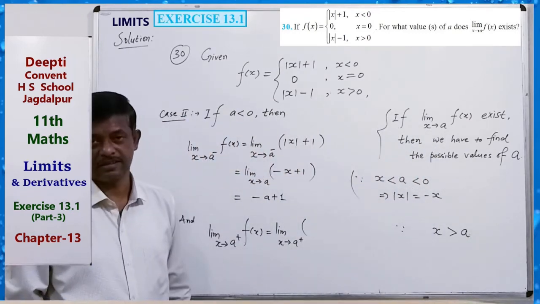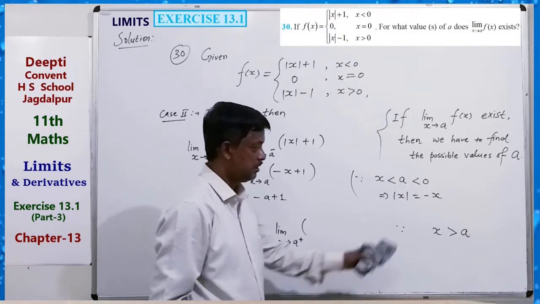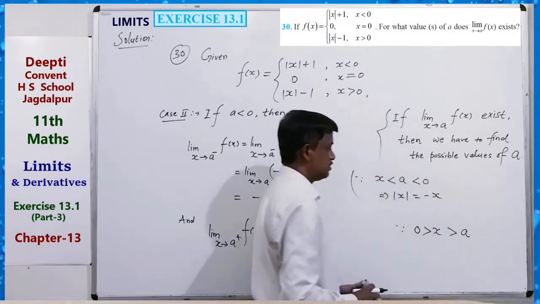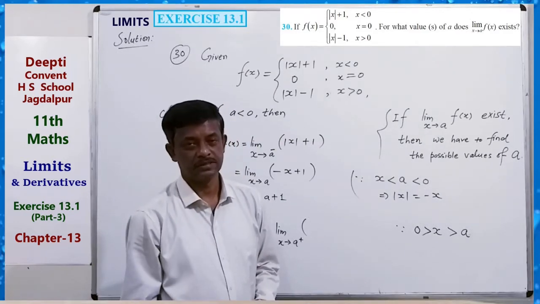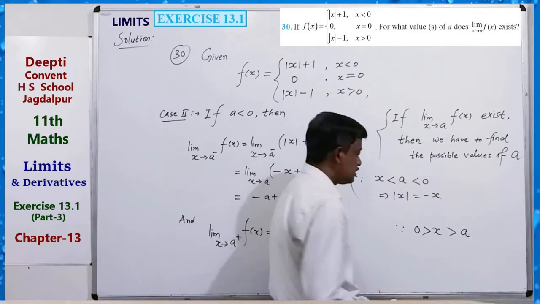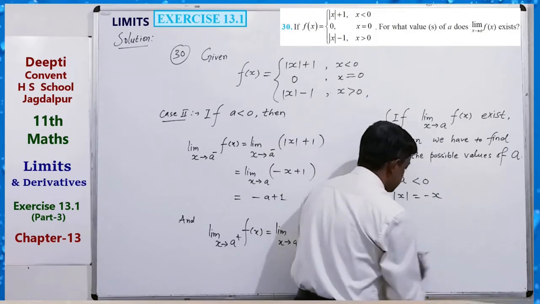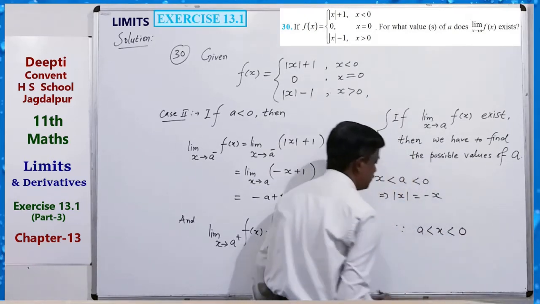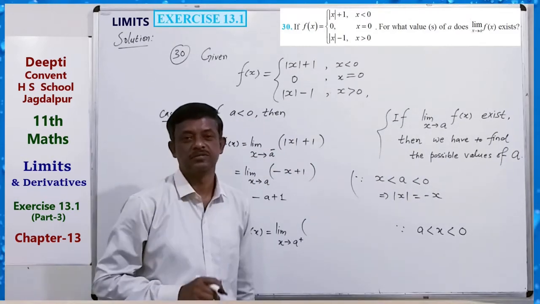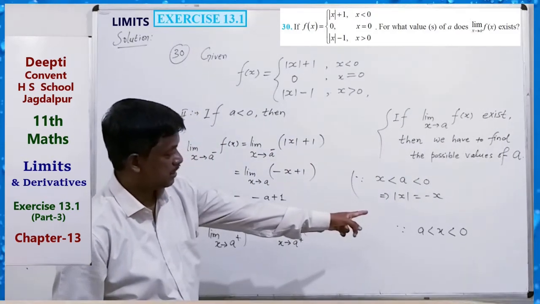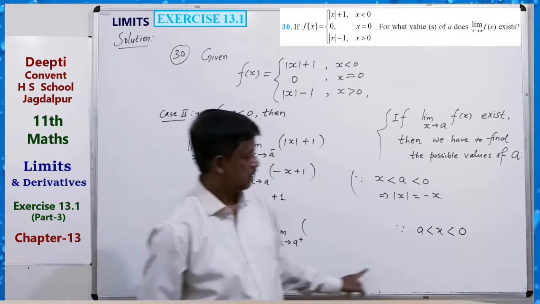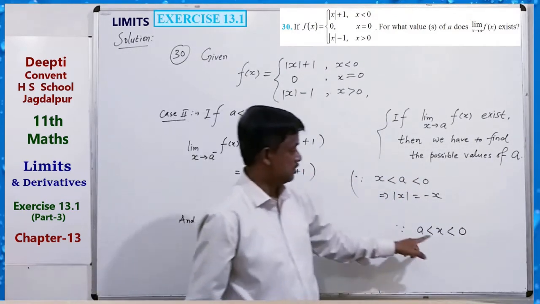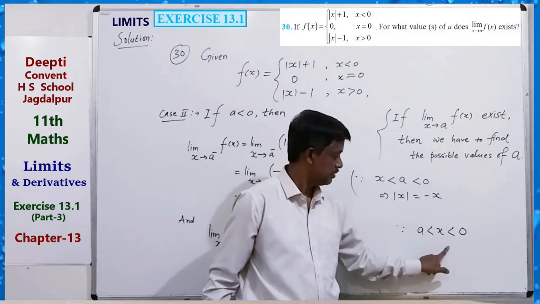And a is less than 0. So, just like this. Okay, that means a less than x less than 0, you can write like this. Because x is greater than a, and x is less than 0 because a is less than 0. So this. Clear?